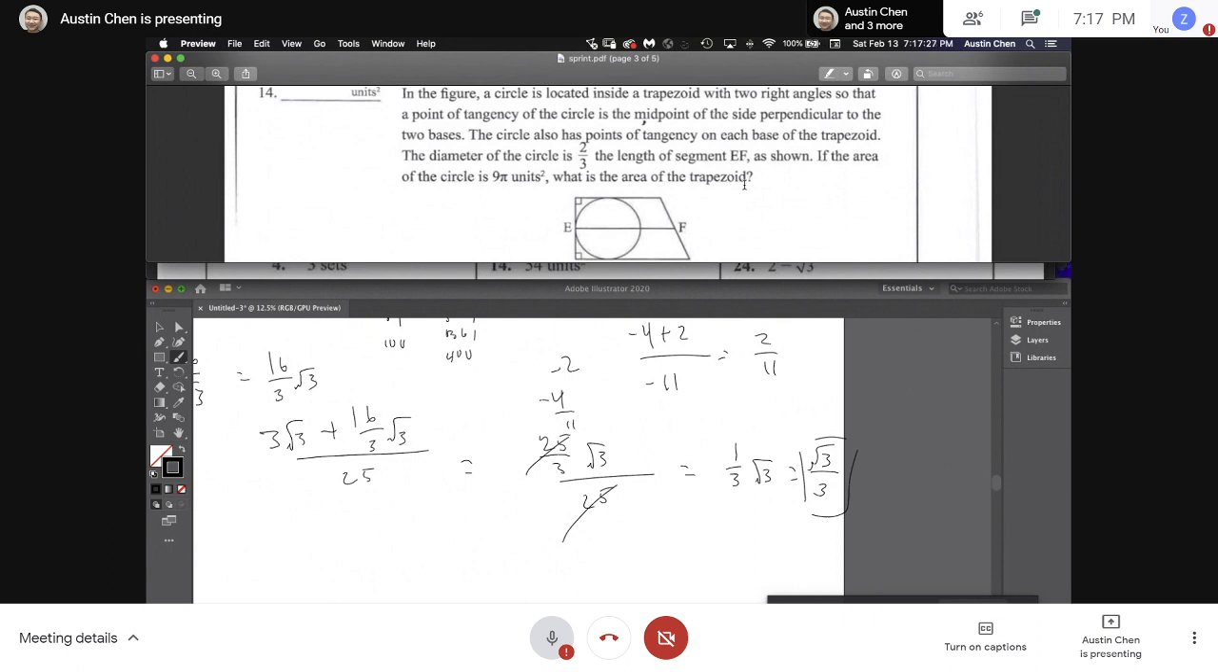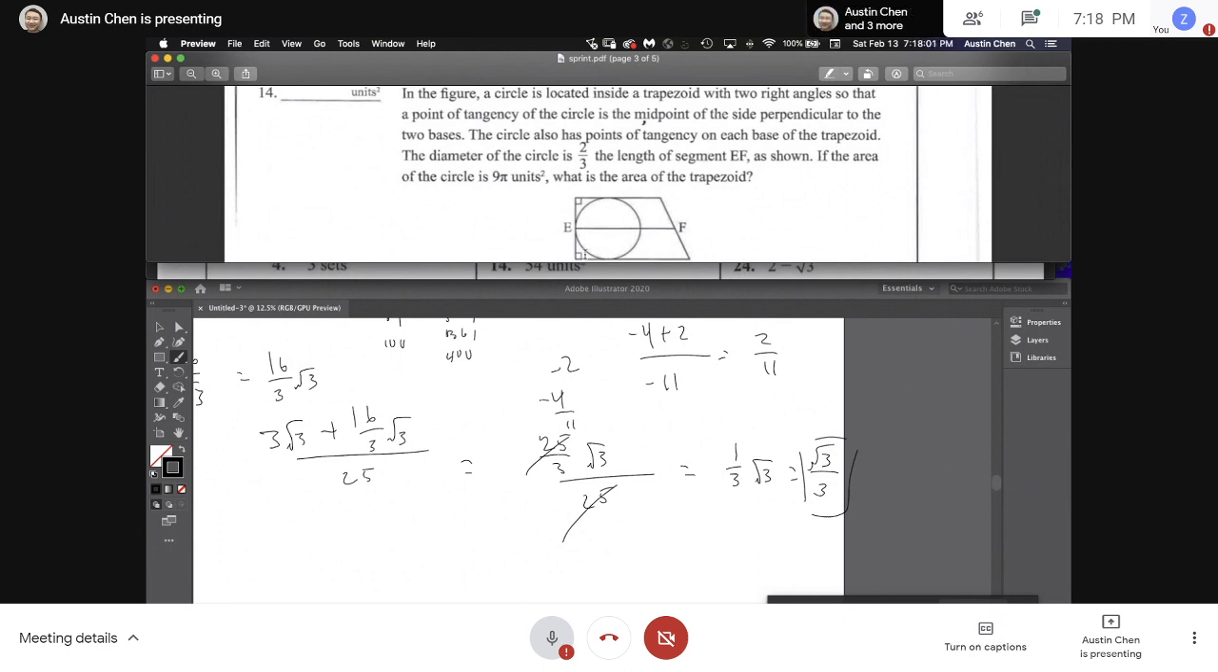In the figure, a circle is located inside a trapezoid with two right angles so that a point of tangency of the circle is the midpoint of the side perpendicular to the two bases. So this point of tangency right here, E, is the midpoint of this side. The circle also has points of tangency on each base of the trapezoid, so here and here. The diameter of the circle is 2/3 the length of segment EF, as shown. If the area of the circle is 9 pi units squared, what is the area of the trapezoid?